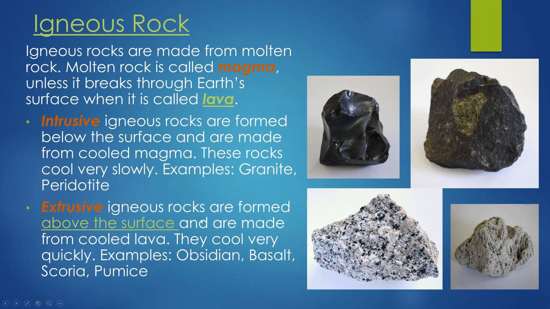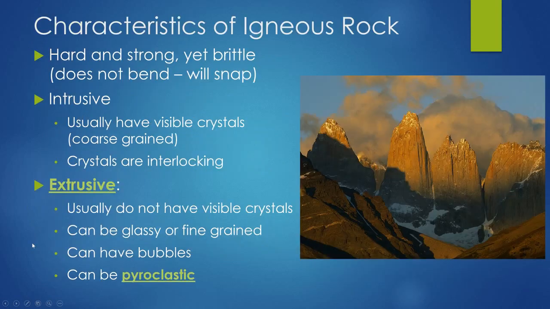So extrusive formed above the surface, so they form from lava, they come out. So obsidian, basalt, scoria, and pumice. So there's no picture of scoria here. That's just another one. We don't need to watch that.